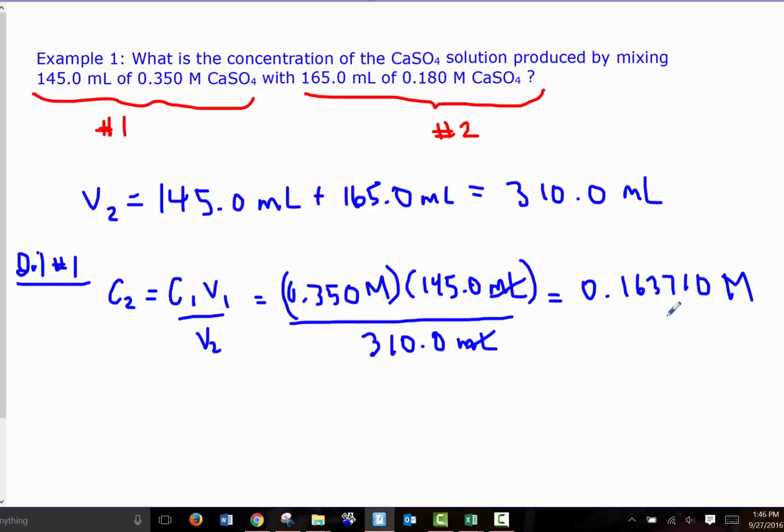So we're allowed to have 3 sig figs here. This was a multiplication division question, and the number 0.350 has 3 sig figs. That's the least number. So I'm going to underline the first 3 digits. There's 3 sig figs, but I'm not going to round that to 0.164. Okay, I'm going to leave it like that. Great. Let's do dilution number 2.